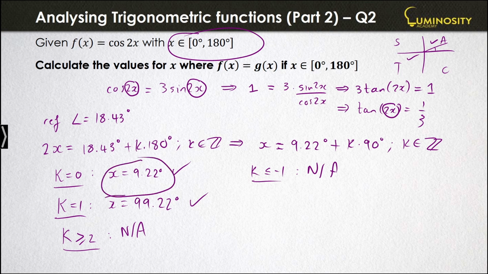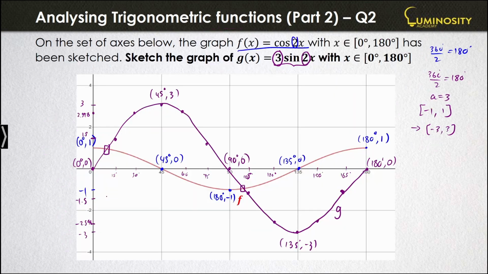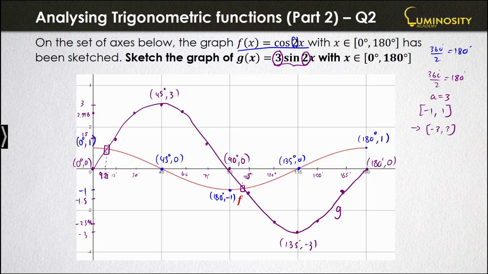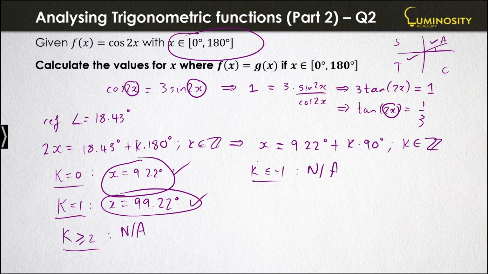Okay, so the two solutions should be these two. So 9.22 degrees. That makes sense, okay? And the other one was 99.22 degrees, which is over here. And again, that makes sense. Okay, so those are the x coordinates for the points of intersection.